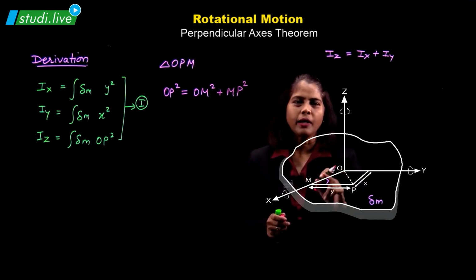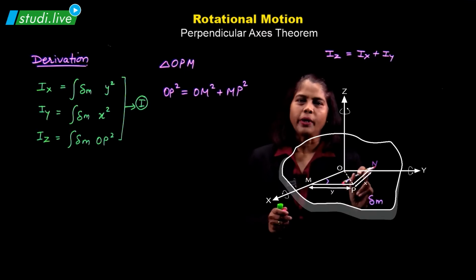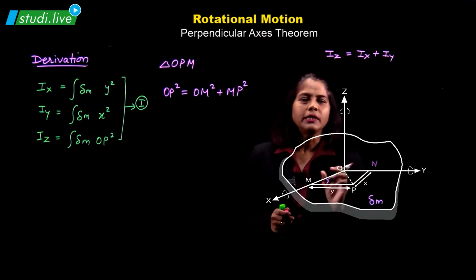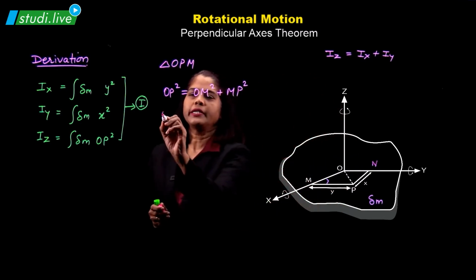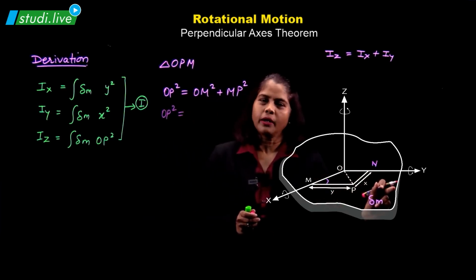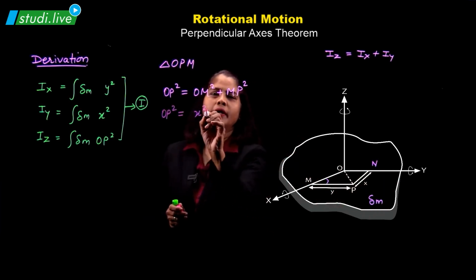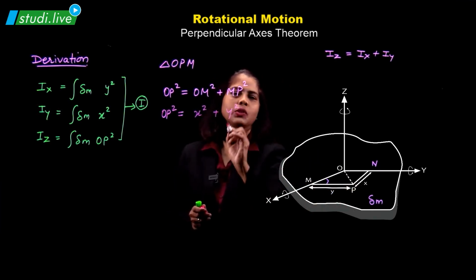OM is parallel to this part, right? And parallel to this part. And what about MP? MP is equivalent to, here I think naming is not done, it is N. So ON square, right, students? Now in this case, let me just first do the marking of it. OP square, let me write it as it is. OM square is same as what? X. So I can write X square plus MP square is Y. So it is Y square.